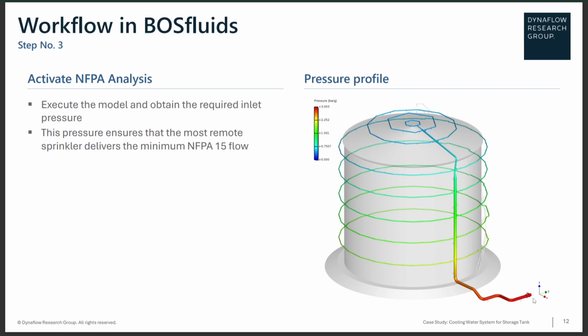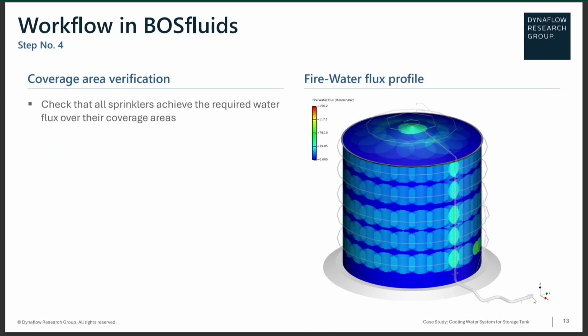And then what we need to check is that the pressure at each sprinkler is above or below the minimum and maximum pressure. We will see that BOSfluids also has nice tools to check that. And if everything is fine, we can simply apply this pressure into our coverage analysis, and we can check with that pressure which is the flux at the surface of the tank. As we can see here, we can see the projection of the cone onto the surface of the tank.